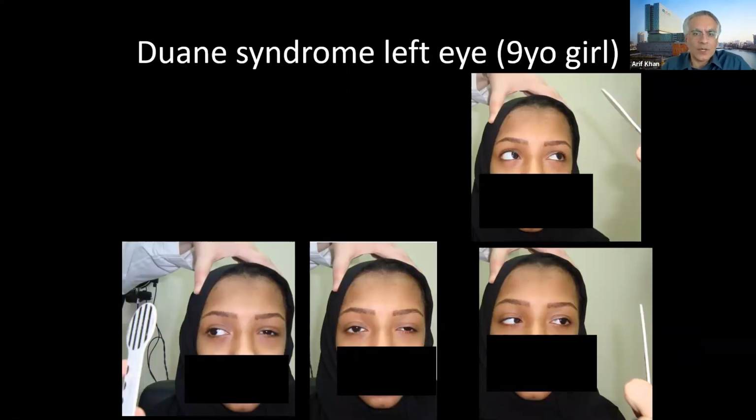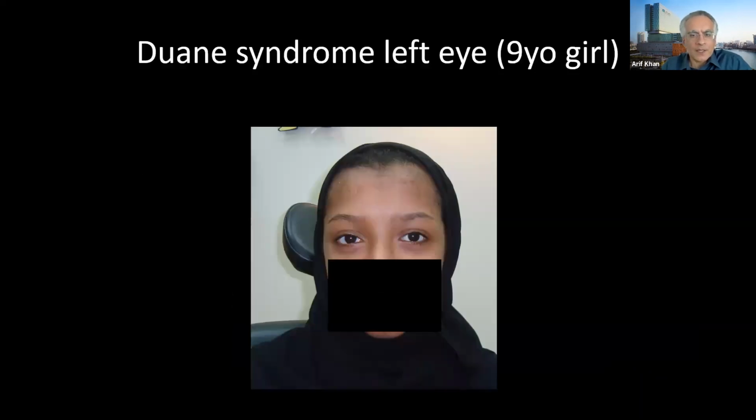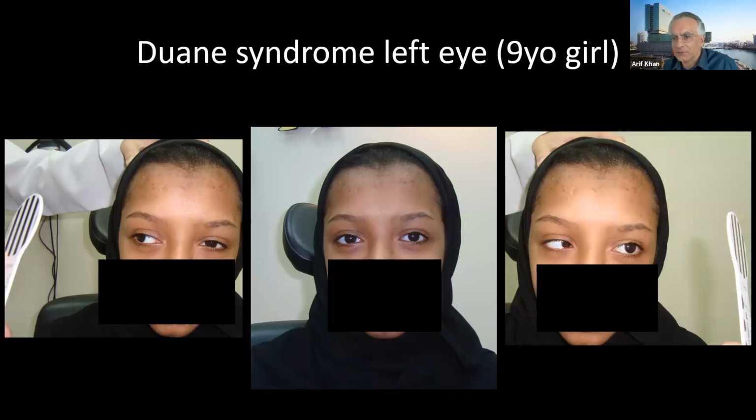So what we did was we went in, I looked at the left medial rectus. It was far back and too tight. Advancement would have caused fat to come up. So we did a large left lateral rectus recession. And here she is now, her head is straight and she's much better off. But of course now that left eye is going to be limited. She's limited in movement in that eye because the medial rectus is so far back, it cannot work properly. And the lateral rectus now is recessed and difficult for it to function as well.